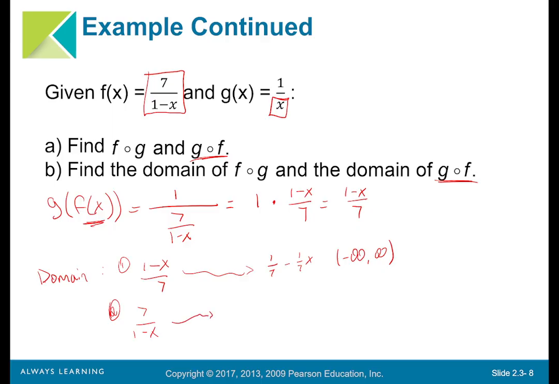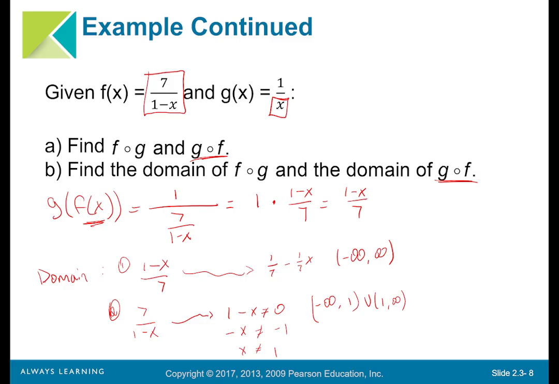This one, the second one, is a true fractional function. We need to make sure that 1 minus x does not equal 0. Okay, so if I subtract 1 from both sides, I have negative x cannot equal negative 1. And then I divide both sides by negative 1, I get x cannot equal 1. So that's negative infinity to 1, union 1 to infinity. So that is our domain of the second part.